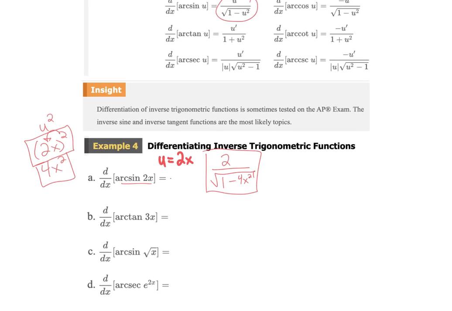Okay, now let's do the arctangent of 3x. In this case, u equals 3x. So it says do the derivative of the inside, that's 3, over 1 plus, again we have u squared, so 3x squared would be 9x squared. And that's the derivative of the arctangent of 3x.